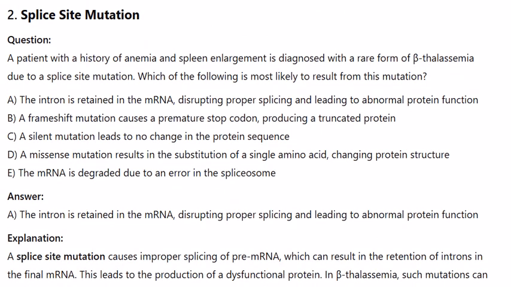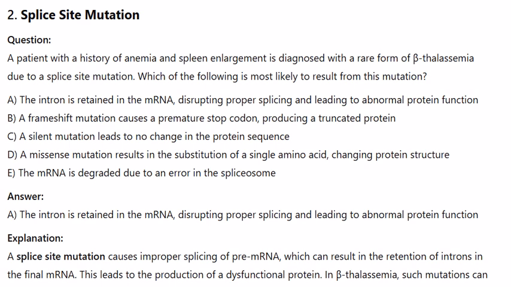A patient with a history of anemia and spleen enlargement is diagnosed with a rare form of beta thalassemia due to a splice site mutation. Which of the following is most likely to result from this mutation? A. The intron is retained in the mRNA, disrupting proper splicing and leading to abnormal protein function.